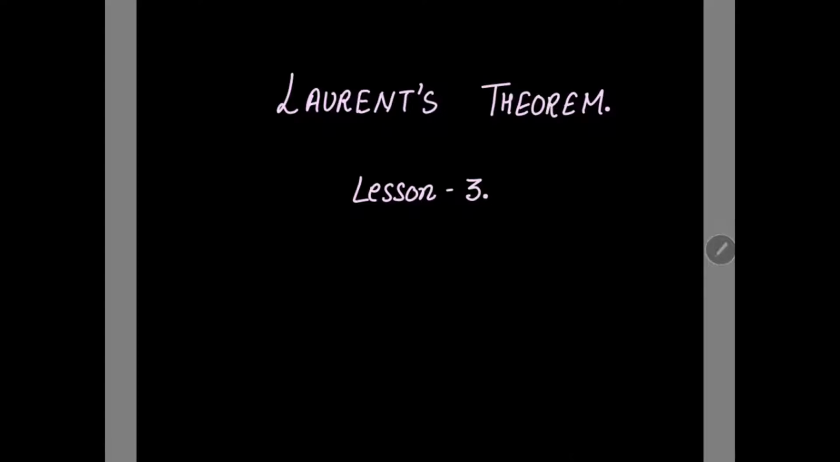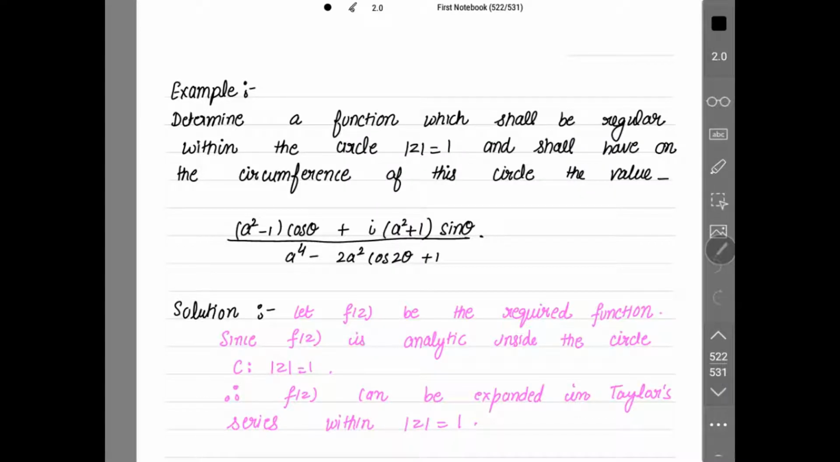Very expected example, we are going to start. Example: determine a function which shall be regular within the circle mod z equal to 1 and shall have on the circumference of the circle the value (a² − 1) cos θ + i (a² + 1) sin θ over a⁴ − 2a² cos 2θ + 1. We have to determine the function, and it is given that on the circumference fz is equal to this. The function being regular within the circle means all the terms are positive inside the circle.